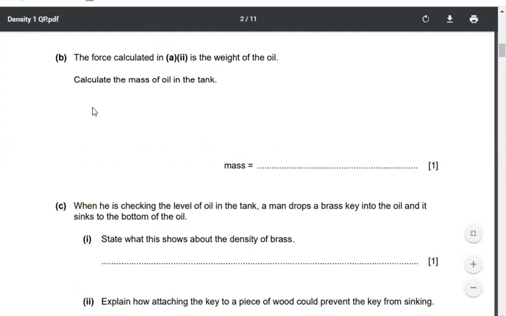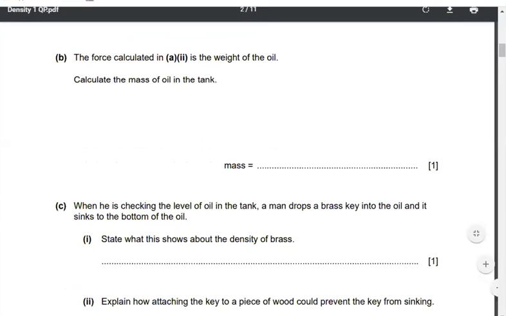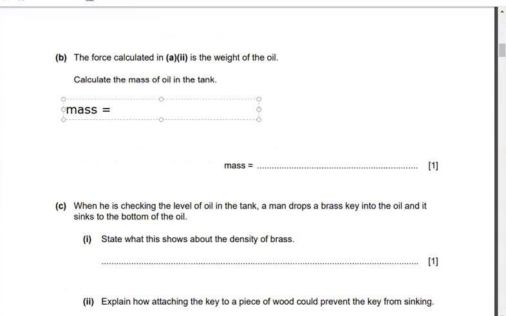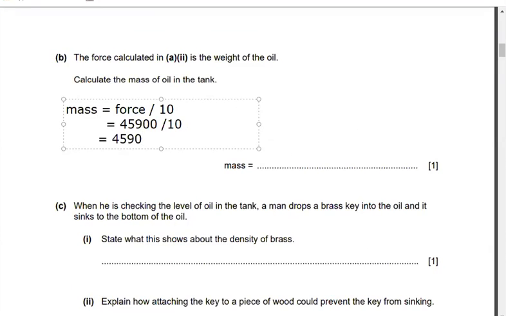Yes. So we were calculating mass. Mass is equal to force divided by 10. The force was 45900 divided by 10. That will be equal to 4590. But what is important over here is the unit, and the unit is kg. Okay, this is very important.